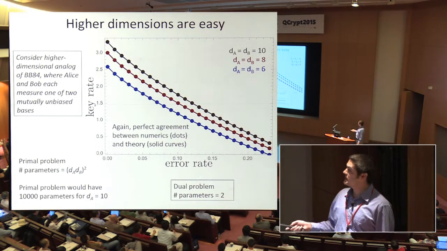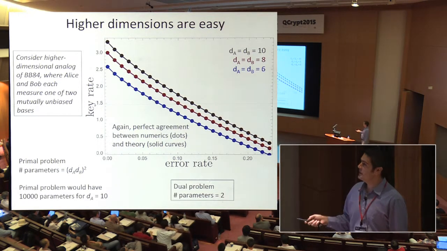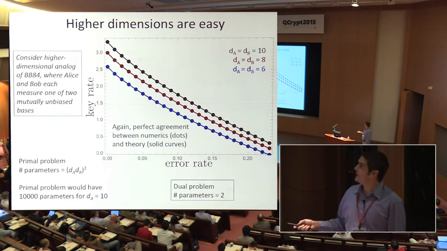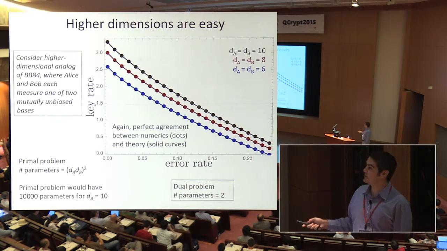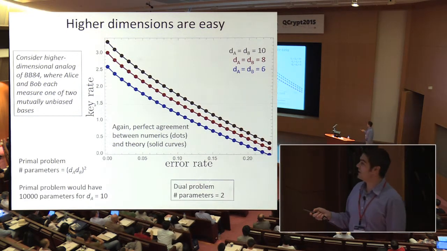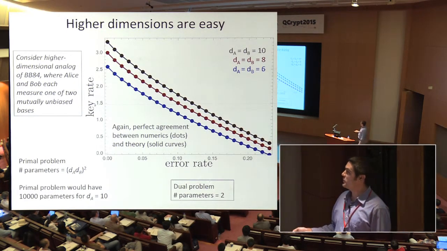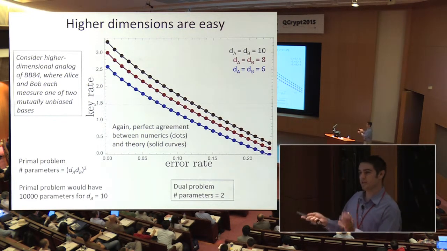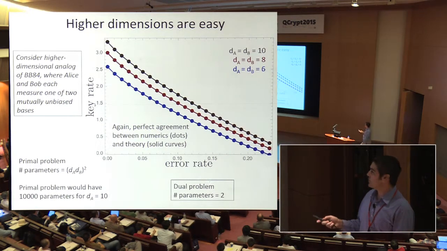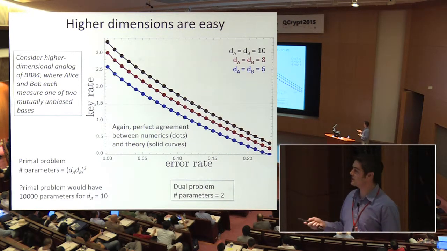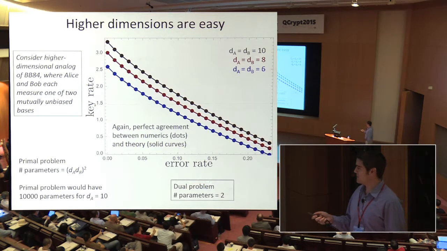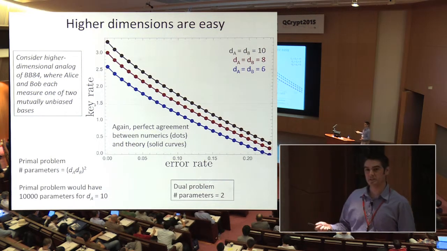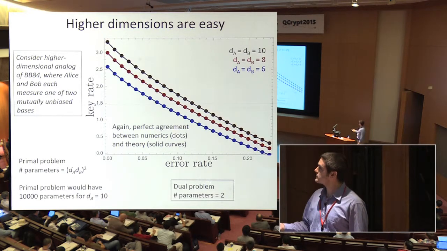But what's really interesting is if we compare this to the primal problem. In the primal problem, to produce these curves, we would have to optimize, for example, if d equals 10, over 10,000 parameters. But in the dual problem, we only have two parameters to optimize over, namely the Lagrange multipliers associated with the error rates in the two bases. So this is very nice. We get a dramatic simplification in terms of the number of parameters we have to optimize over. And in this sense, we believe our approach is ideally suited to higher dimensional systems.